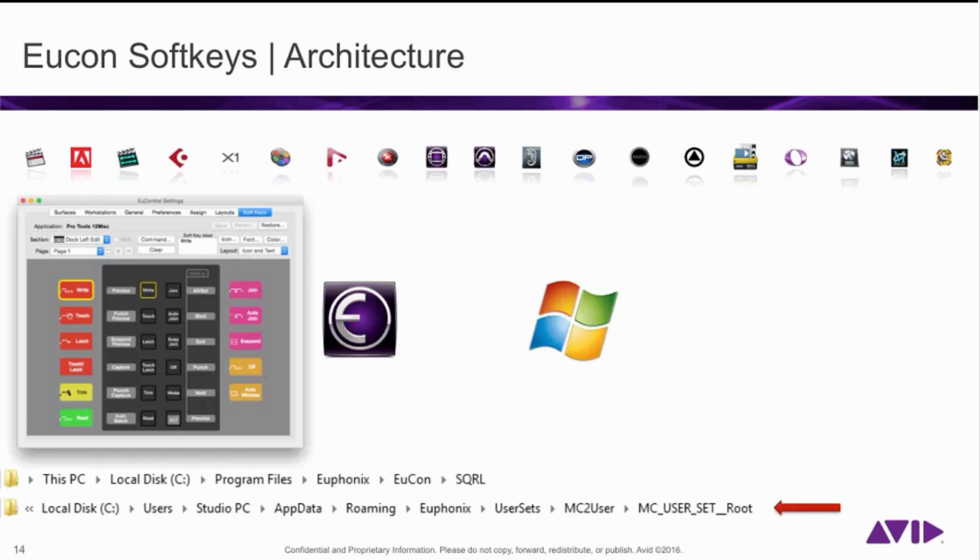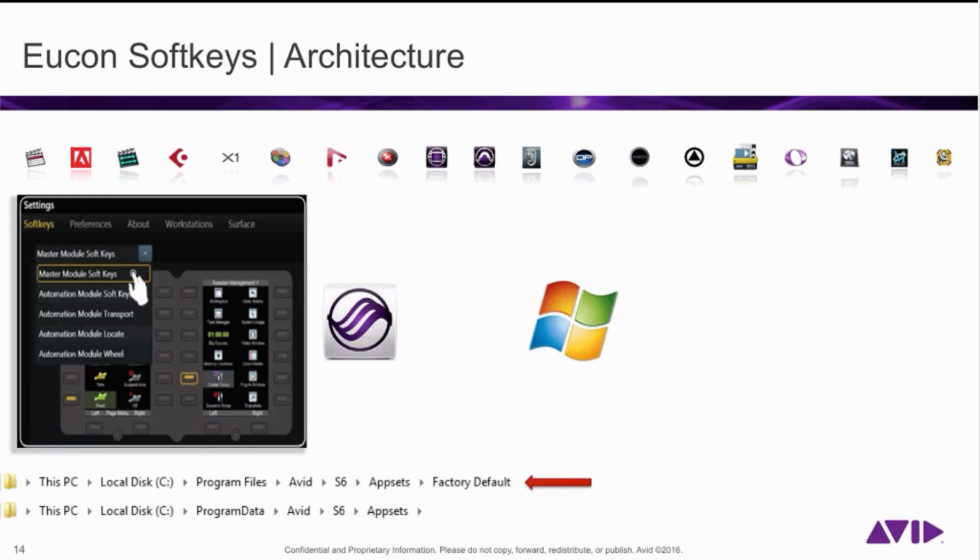Now let's take a quick look over at S6. Now, S6 uses its own built-in editor, right? Default and user app sets are all saved on the S6 rather than on your computer, as it was with uControl. In S6 2.1 and above, you can now save and load your soft keys directly from the master module for easy portability and backup.